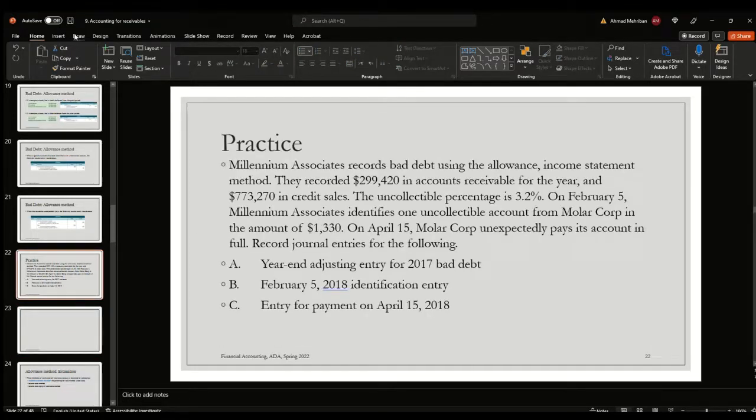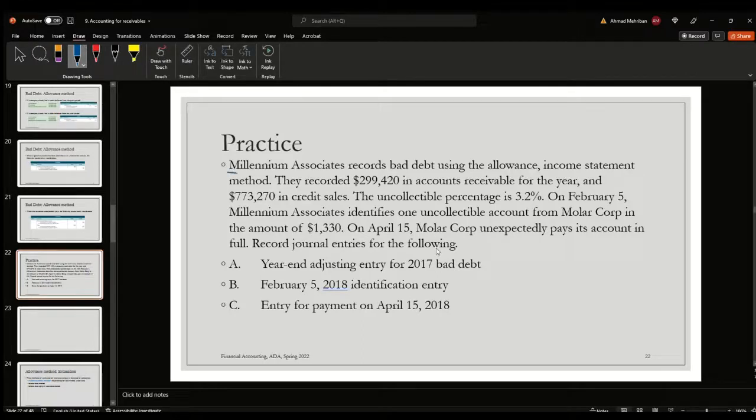In our case here, it says that Millennium Associates records bad debt at first. So we first have to make an assumption or estimation of how much bad debt will occur during the year. This is bad debt recognition using the allowance method, not the direct write-off method. We first make an estimation of how much we think our company will not be able to collect from its customers.